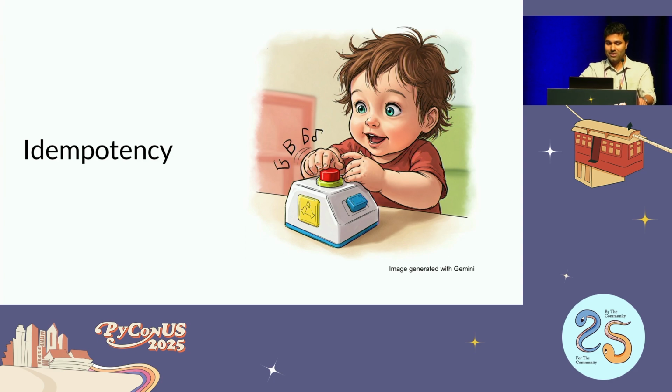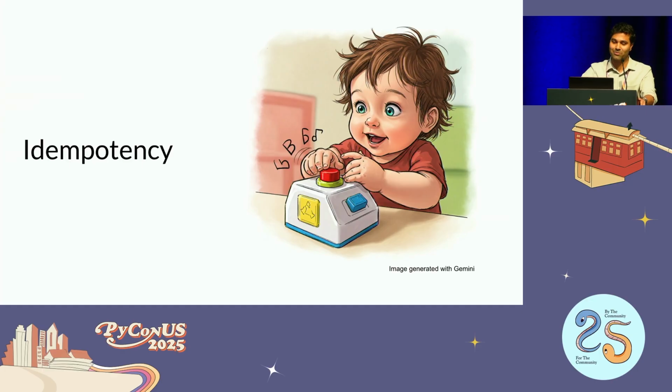Idempotency is a property or a feature of an operation which, when run, results in the same output, irrespective of how many times you do it. Now, that is the textbook definition.